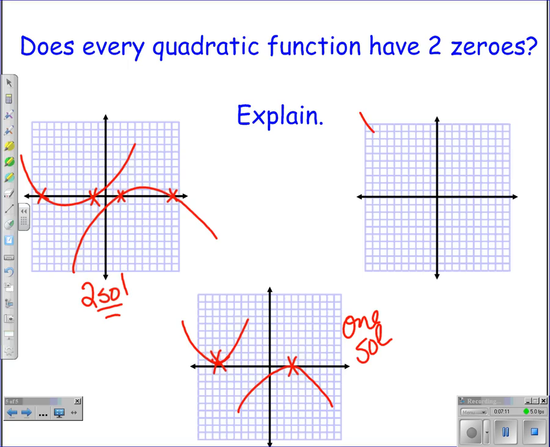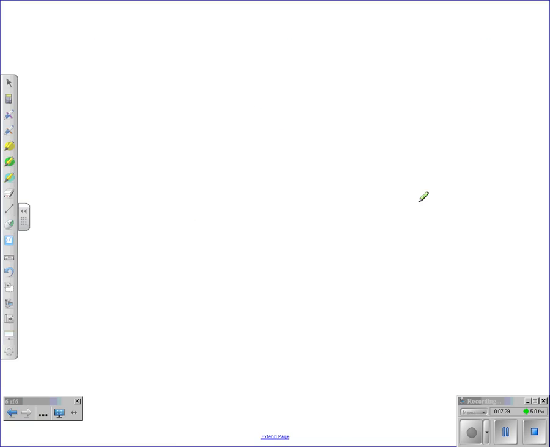And there are times when our quadratic is above or our quadratic is below, and it will never touch the x-axis. This is when there are no solutions. Please note, it will fall into one of these three categories for you. Thank you.